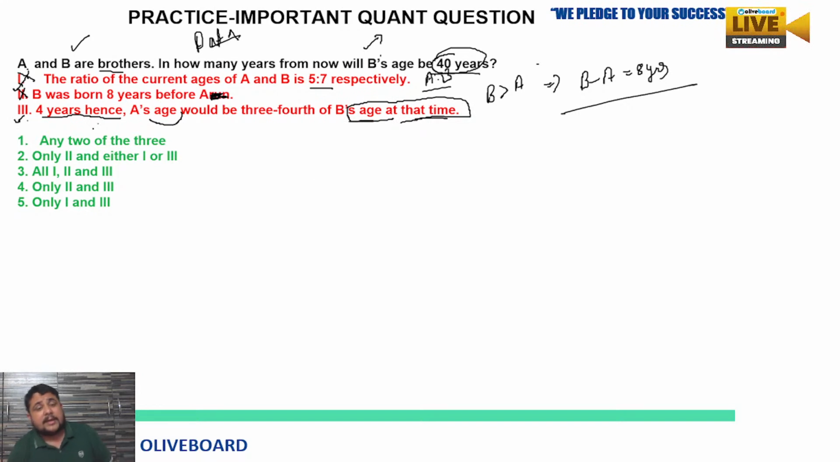So here another case is given. They are just comparing 4 years hence, A's age would be 3/4 of B's age. At that time, means after 4 years A's age is going to be 3/4 of B's age. Clear? So first one means any two of these three. Very good, Vaishali, very good observation. See here, this statement also is not sufficient to answer.